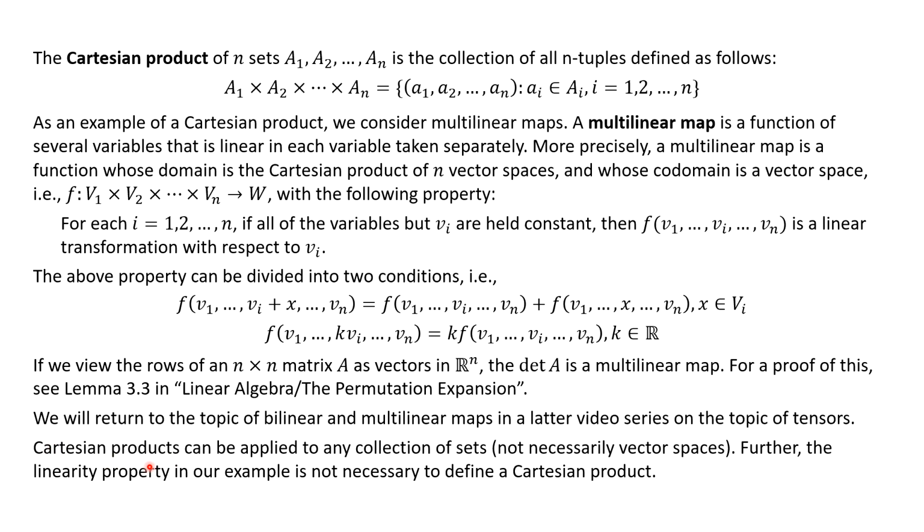And just one note here, I kind of alluded to it at the beginning, but I'll mention it a second time. The Cartesian product is formed by just sets. They don't need to be vector spaces, but multilinear maps are a further specialization of Cartesian products where we do have vector spaces.